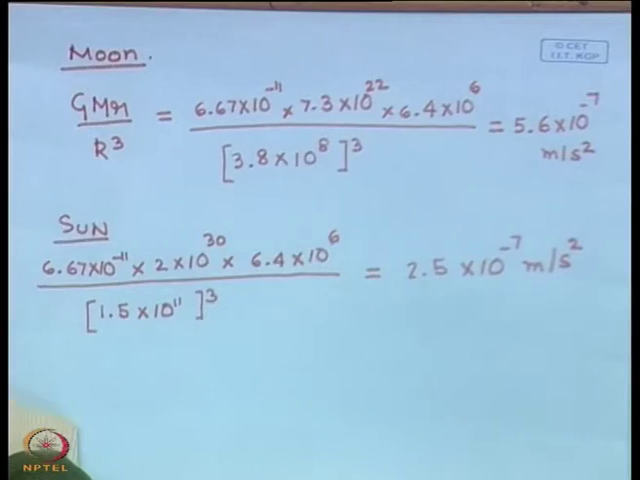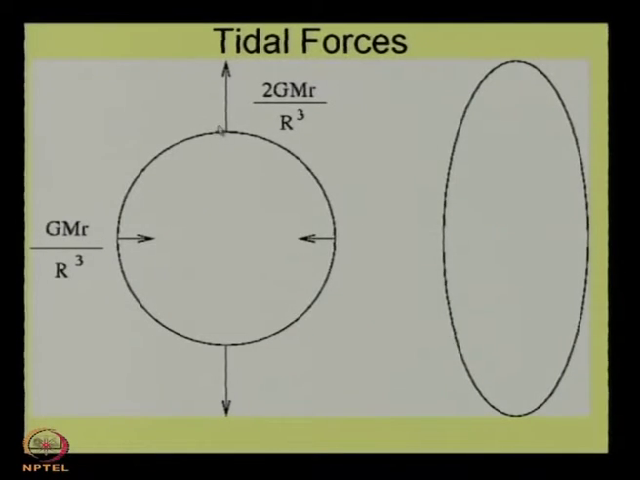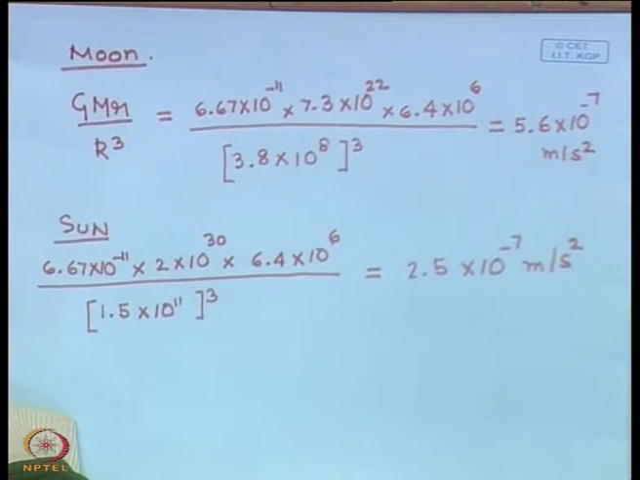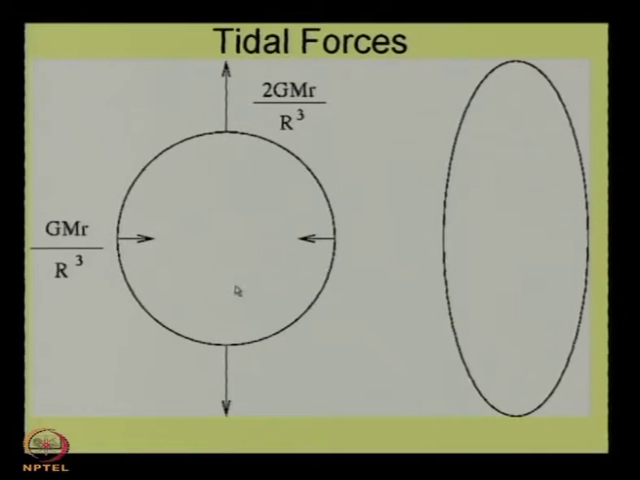Okay. So let me just remind you what we have. If you consider a test particle here on the earth's surface, there is one acceleration produced by the earth, that is 9.8 meters per second square, acting inwards always. Okay. And there is another acceleration produced by the moon. If the moon is exactly overhead or exactly below, that acceleration is going to be 5.6 into 10 to the power minus 7 meters per second square.